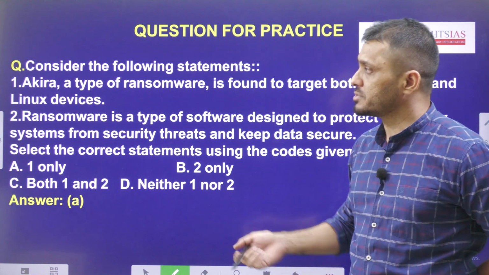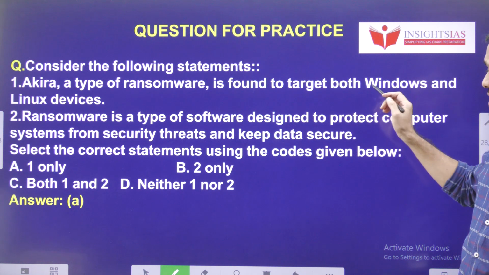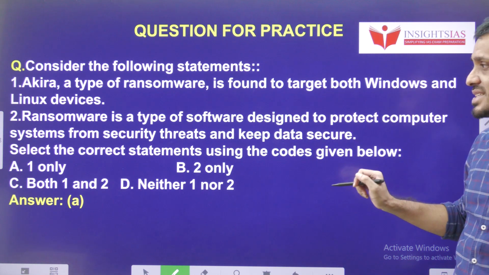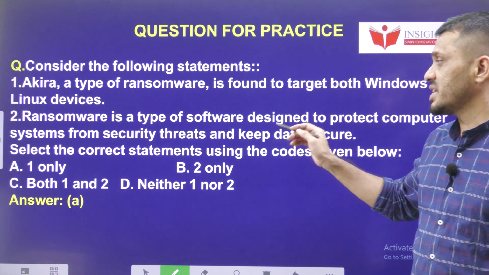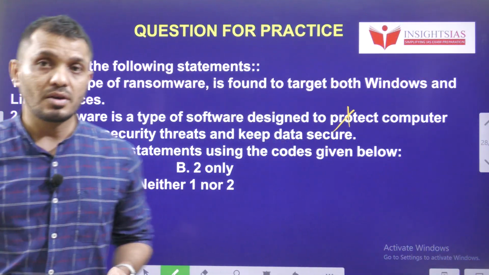Now, yesterday's video question. Consider the following statements. Akira, a type of ransomware, is found targeting both Windows and Linux devices. Ransomware is a type of software designed to protect. No, only the first statement is right. Now let's see.